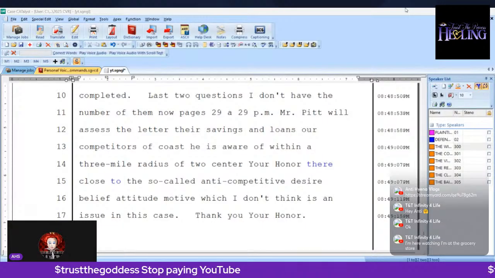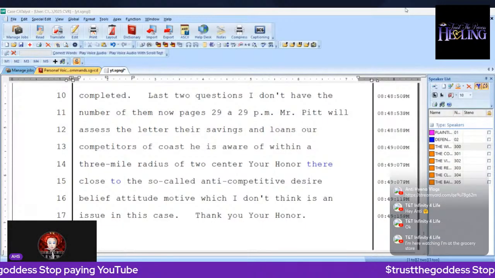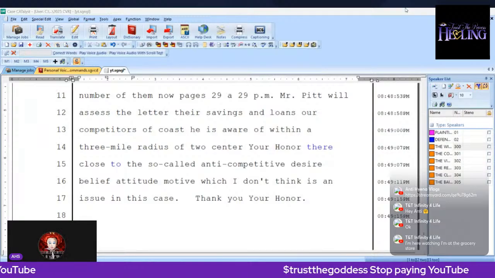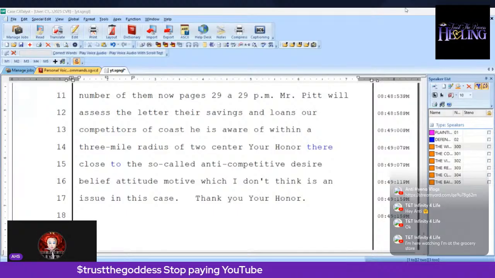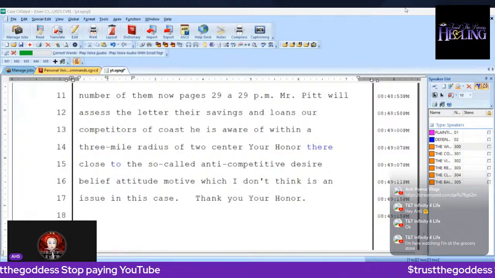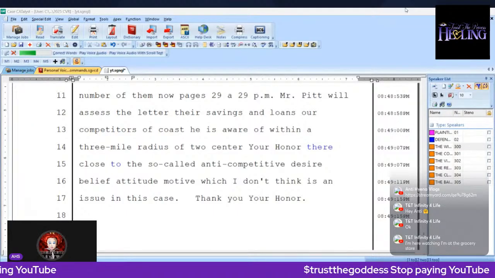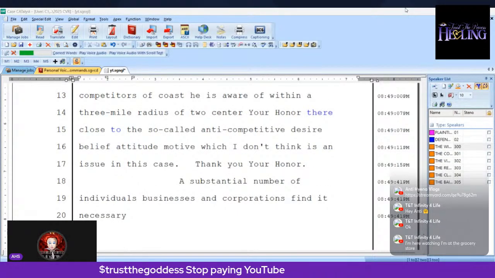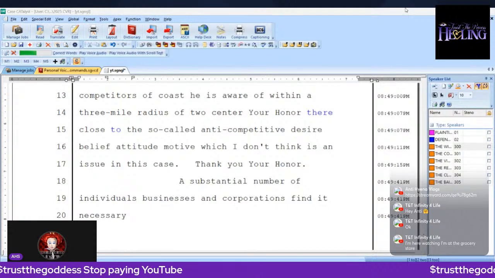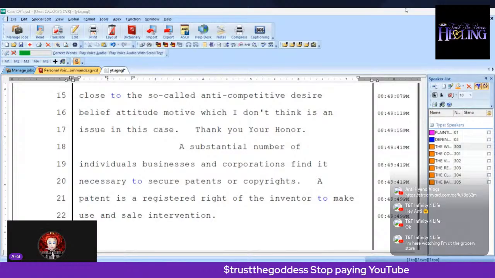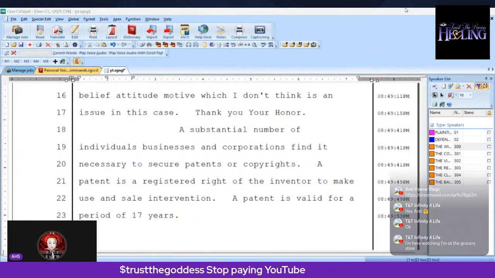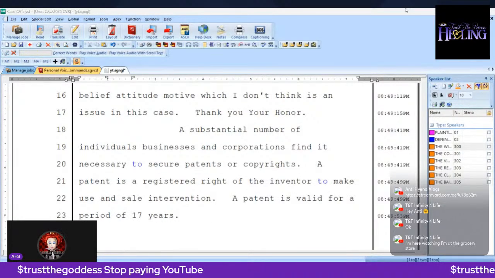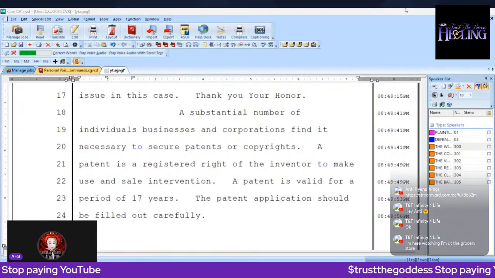All right. My next article here is covering patents and copyrights. Here we go, ready? A substantial number of individuals, businesses, and corporations find it necessary to secure patents or copyrights. A patent is the registered right of the inventor to make, use, and sell his invention. A patent is valid for a period of 17 years. The patent application should be filled out carefully. There is a small filing fee which must accompany the application.